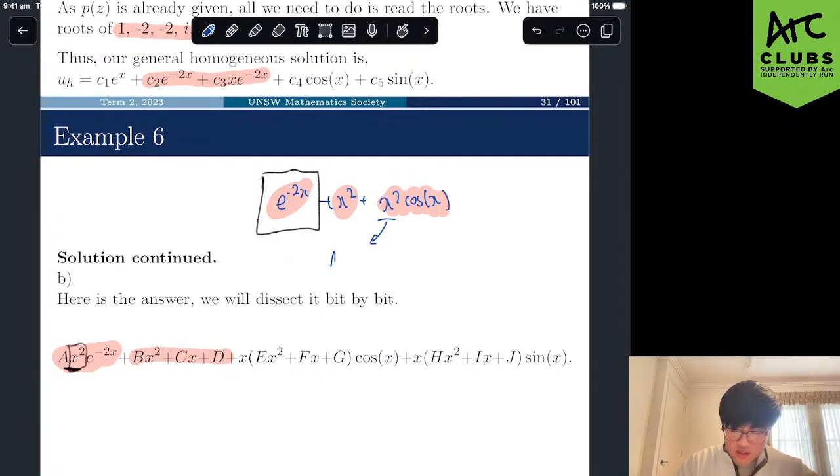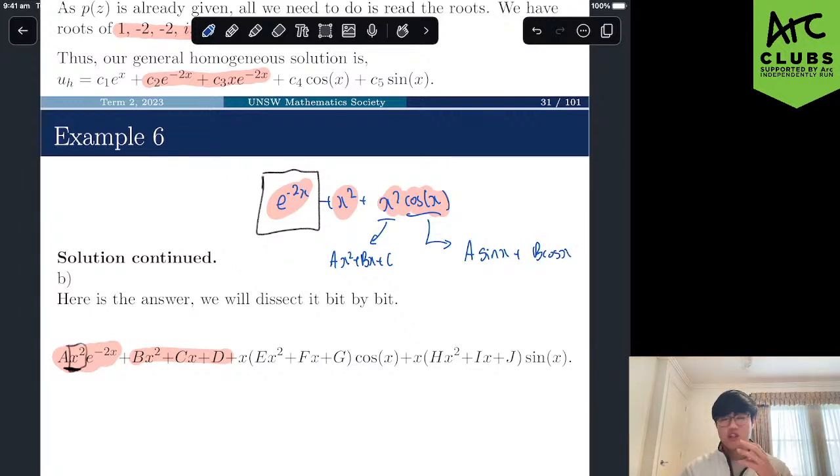So for x squared, it's ax squared plus bx plus c. For cosine x, the general guess you'll make would be a sine x plus b cosine x. So now you just do a multiple of the two. So that's what we have here and here.